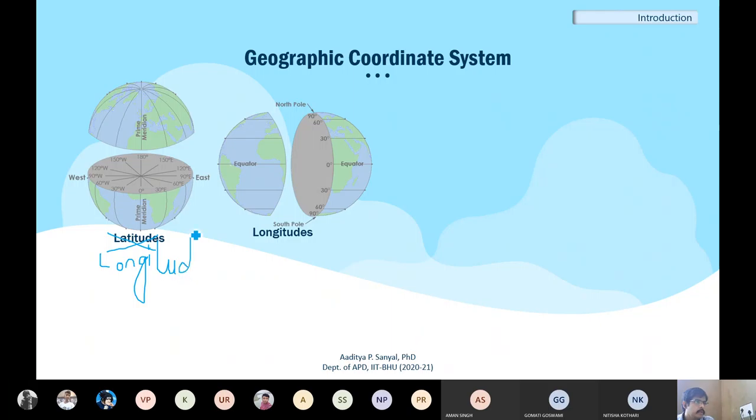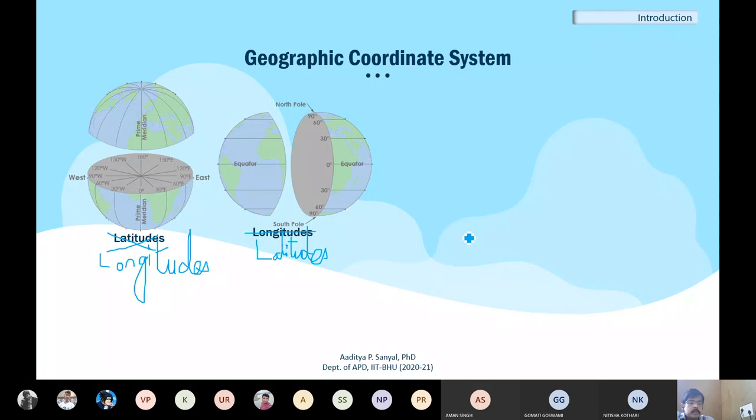This is the latitude or the longitude? Longitude. Those are the longitudes, the meridians. The Prime Meridian. It passes by which place on Earth? Greenwich, London. Yes, London. And these are the latitudes. Greenwich Mean Time, GMT.